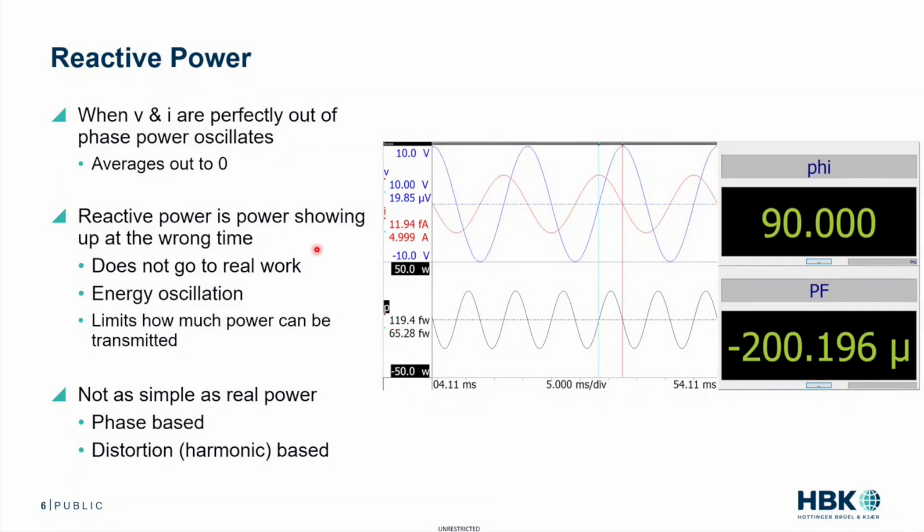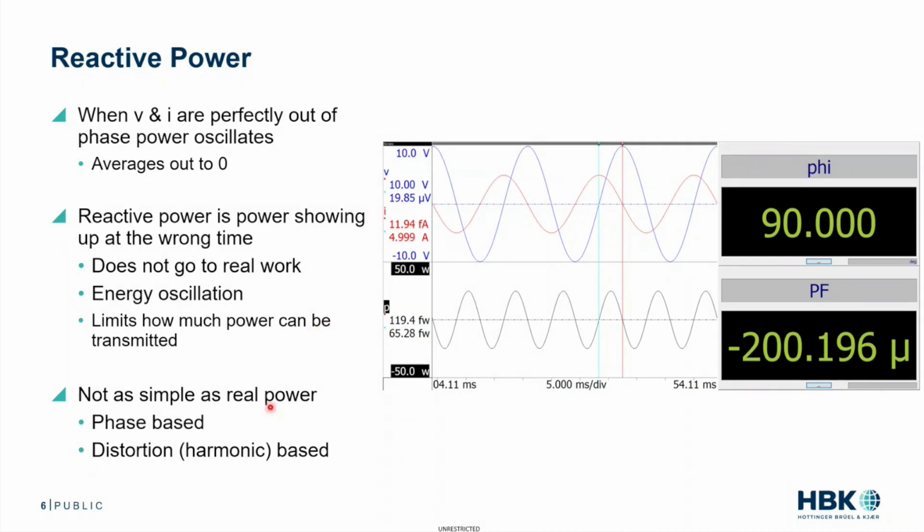So this really is, in a power line, it is there, but it's oscillating. It's not doing anything useful except creating heat and losses and all this stuff we don't necessarily want. So it's power that's showing up at the wrong time. It doesn't do real work because it's sitting there oscillating. And it limits how much power can be transmitted because it's taking up space in the power line. So it's really not as simple as real power.